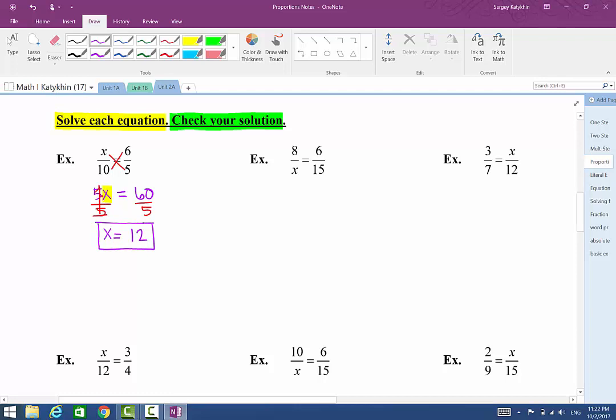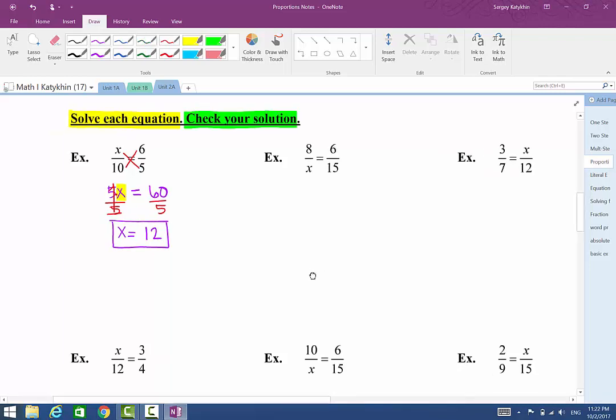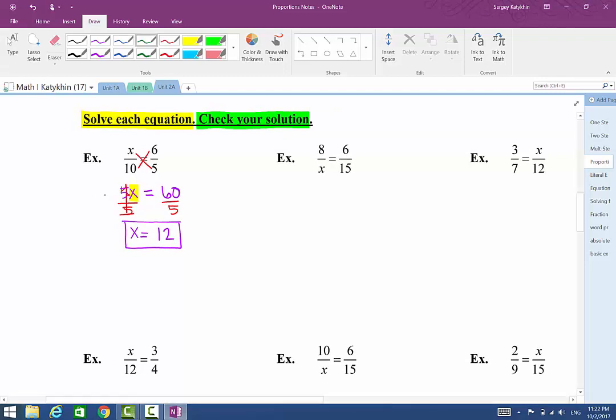We can always check our solution by substituting the answer. So I'm going to use a green pen to do that. If I do that, I'll replace x with 12. Remember, the term is called substitution. We're going to substitute 12 in place of x. 12 divided by 10 is equal to 6 divided by 5.